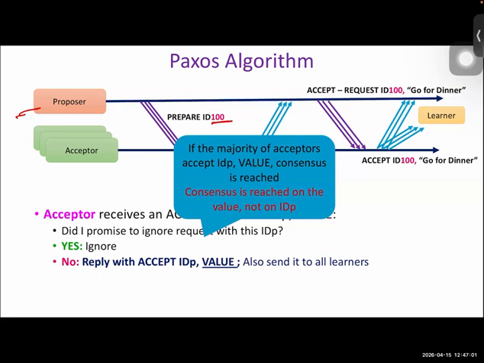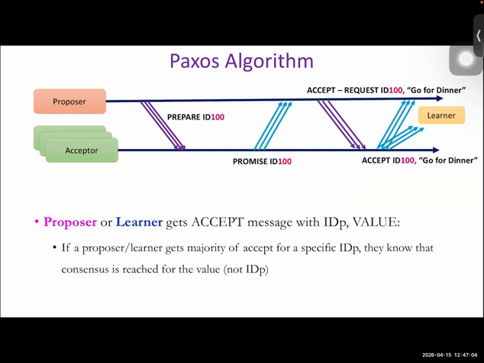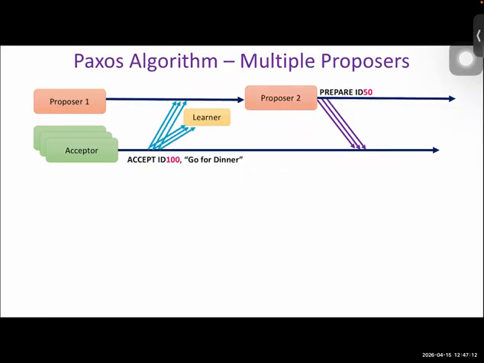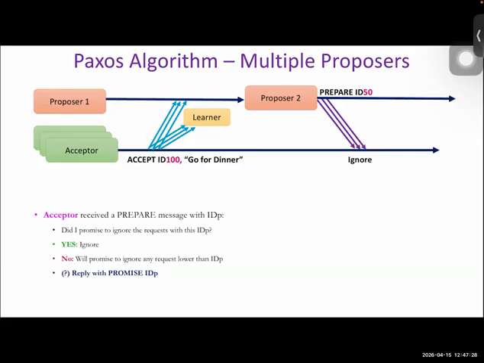So what is the value? The value is go for dinner in this case. The proposers or learners get the accept message with this ID and value. Next time, if proposer 2 prepares an ID of 50 with some other value, this round number is less than the current round number, so this proposer's message will be ignored by the acceptors.